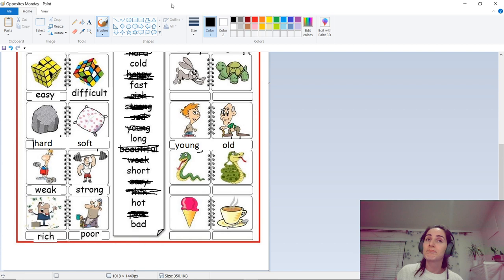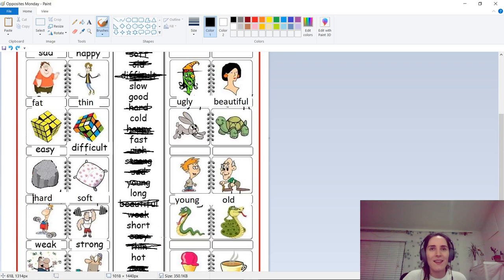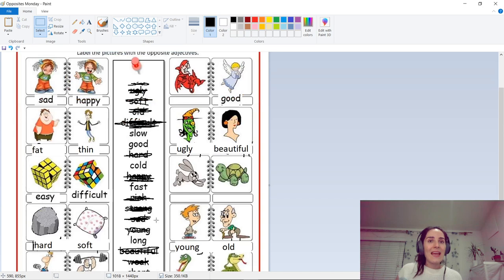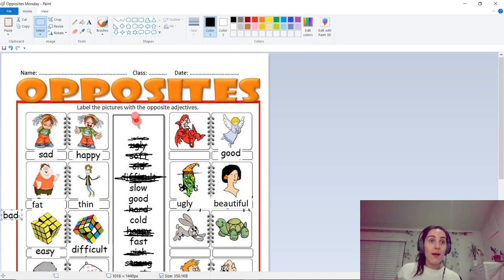All finished with poor. So now we have rich and poor. Opposites. Nice. Okay, we have a few more. Ooh, look at these pictures. We have a devil and an angel. Let's put the word good under the picture of the angel and the word bad under the picture of the devil.